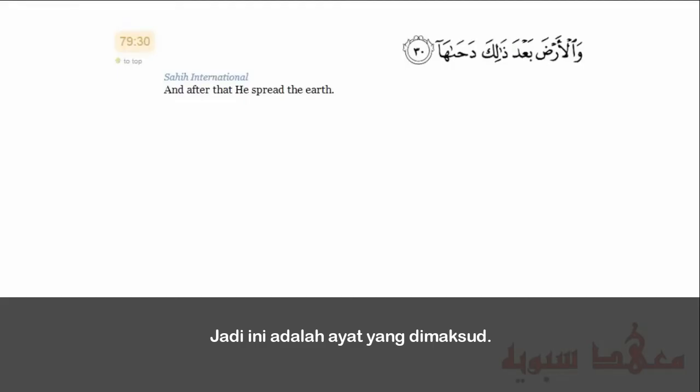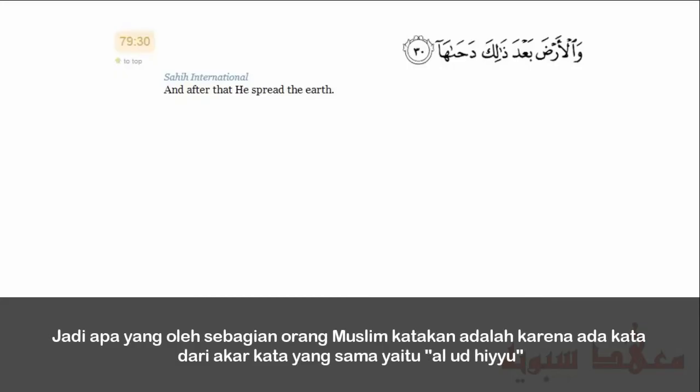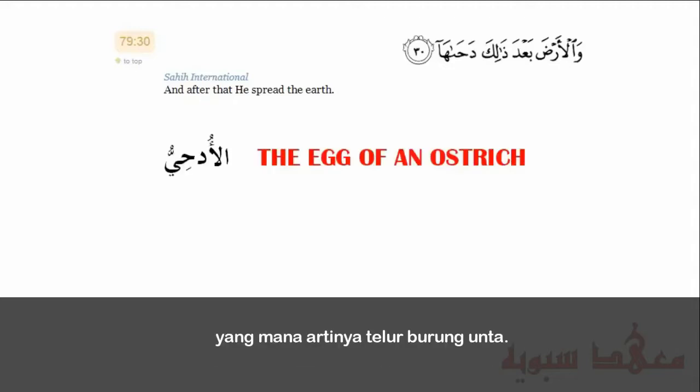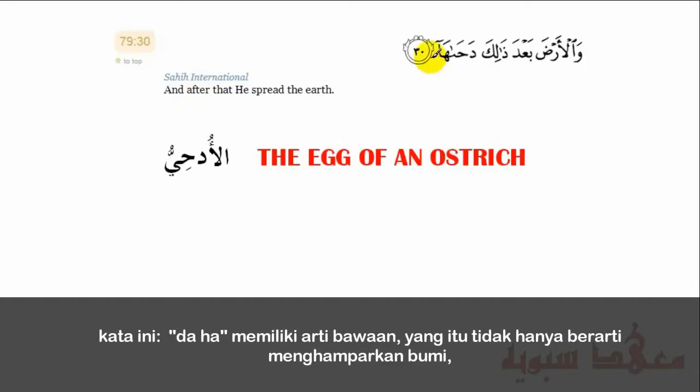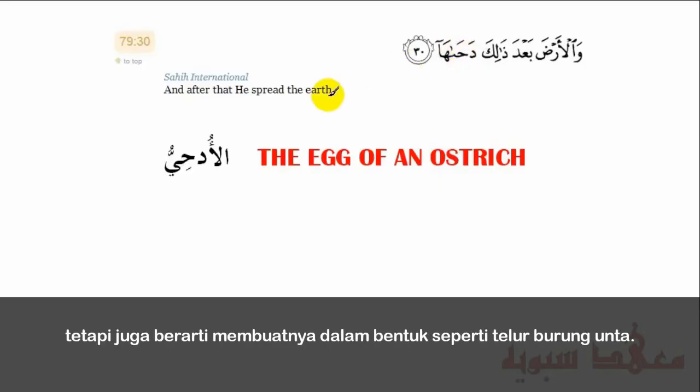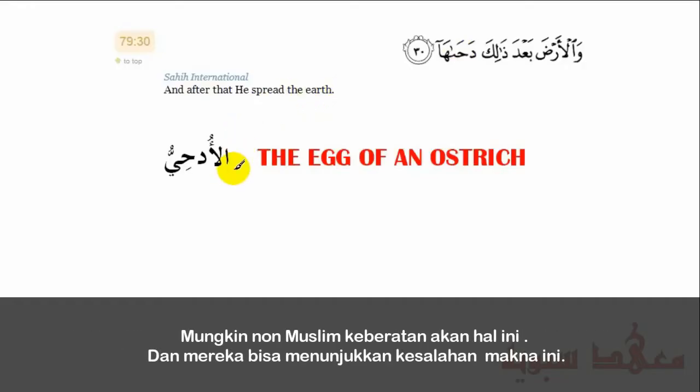وَالْأَرْضَ بَعْدَ ذَلِكَ دَحَاهَا. So what some Muslims say is that because there's a word from the same root, which is al-udhiyu, which means the egg of an ostrich, therefore, because of this relationship, that this verb daha has an inbuilt meaning, to mean not only to spread the earth, but to make it in the shape of an ostrich egg. Now, many non-Muslims have objected to this, and they have rightfully pointed out this misinterpretation.